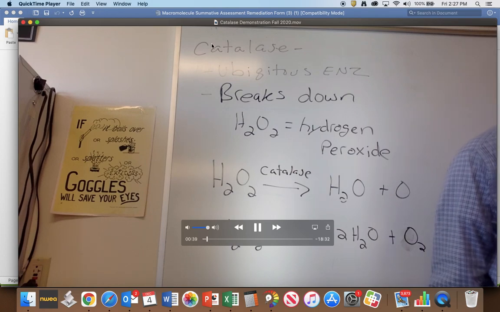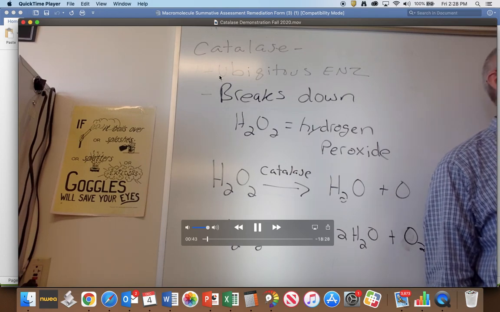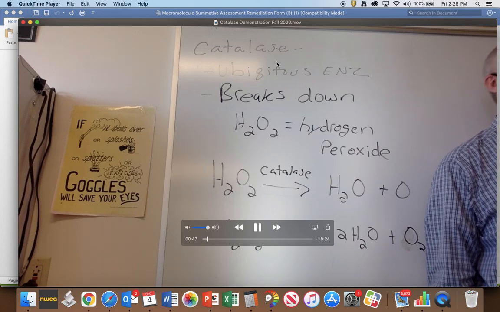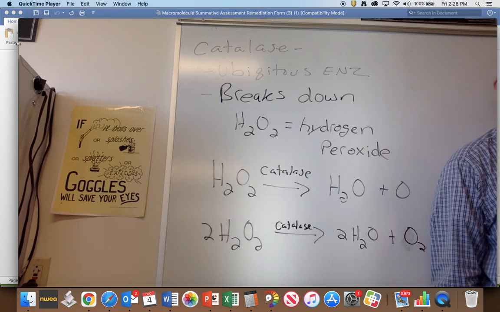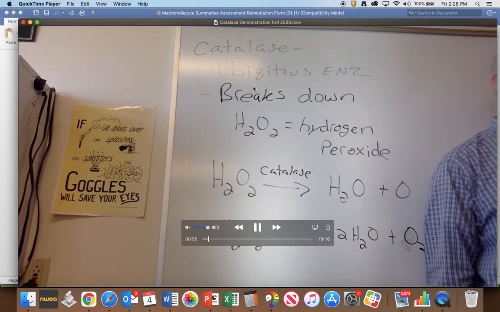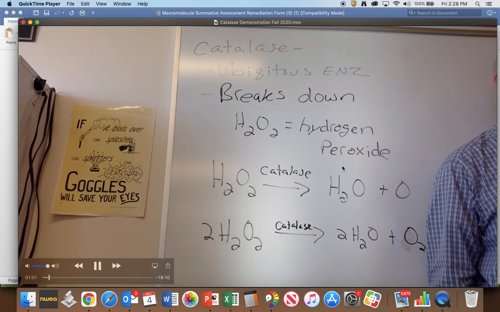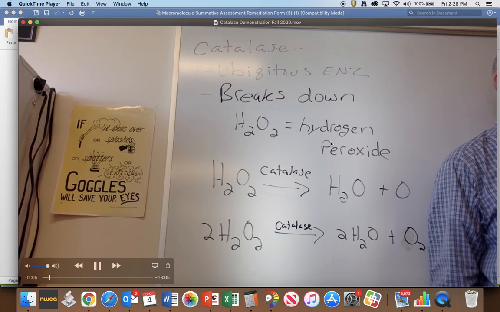So what we're talking about right here is that catalase is this enzyme. It's a ubiquitous enzyme in that it's found in almost all living things. So almost every living thing has this enzyme in it. Its job is to break down hydrogen peroxide, which is H2O2. Okay, so that's the chemical formula for hydrogen peroxide.